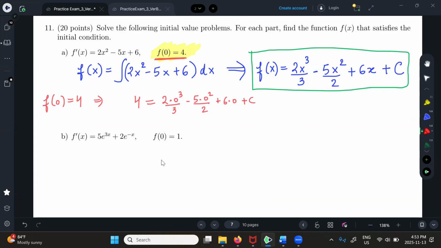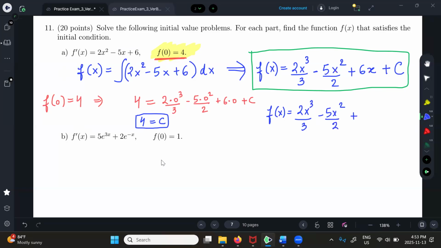Okay? Now what is this? 2 times 0 is just going to be 0. So I've got 4 equals c. Well, this was easy to find, right? Everything else was 0. As soon as you get c equals 4, you know what you're supposed to do? Plug it back into the equation. Somebody has been practicing. Good job.